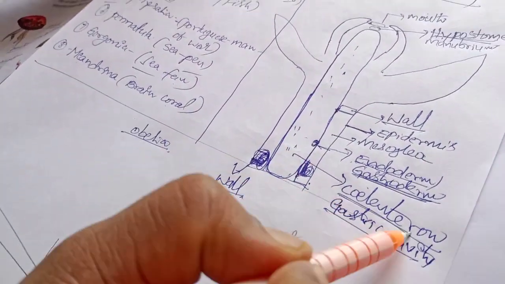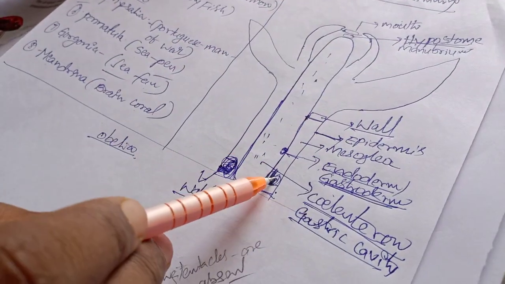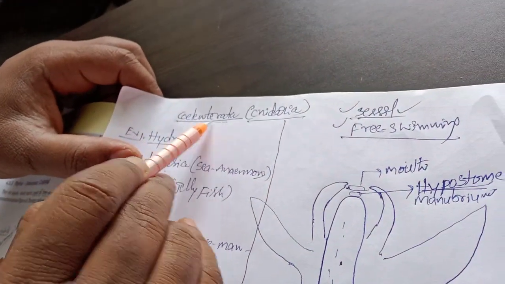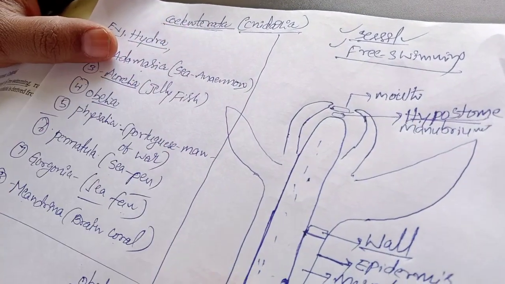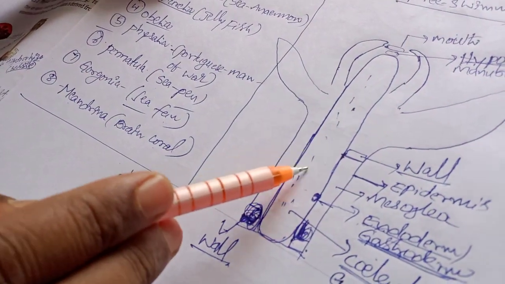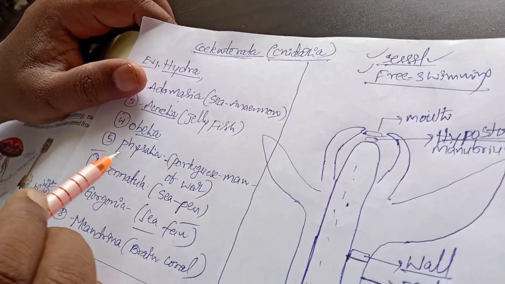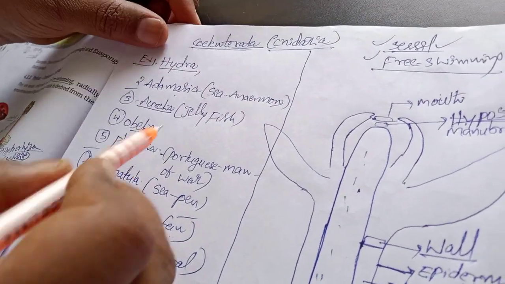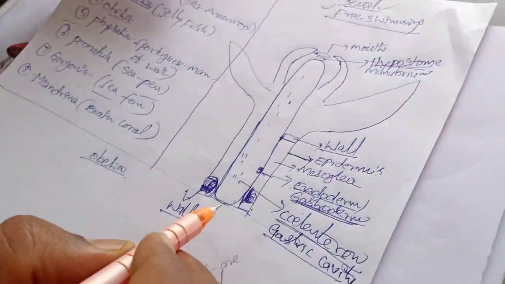Because of the presence of the big cavity, the name came, Coelenterata or Cnidaria. Coelenteron, big cavities are there. The central gastric cavity is there. That is only called a coelenteron. Another name is Cnidaria. Why the name Cnidaria also?